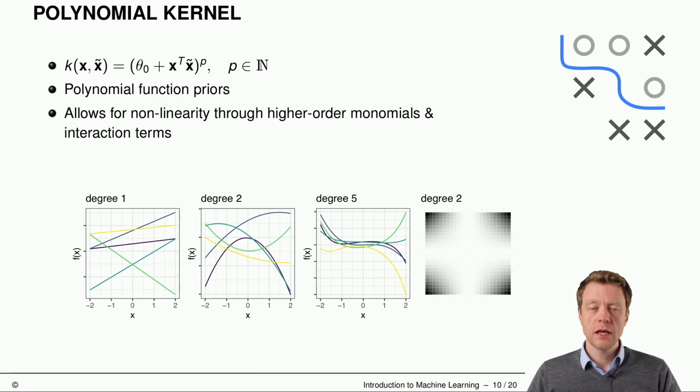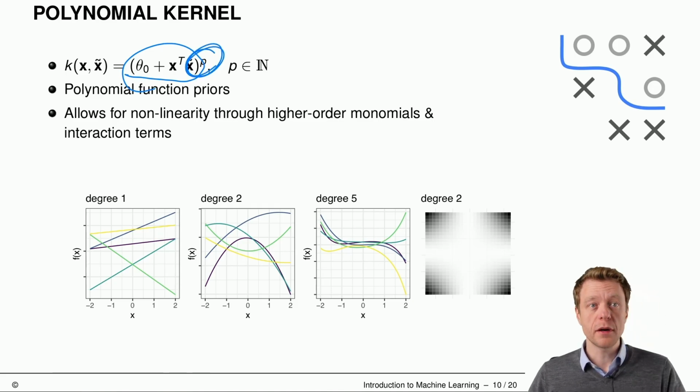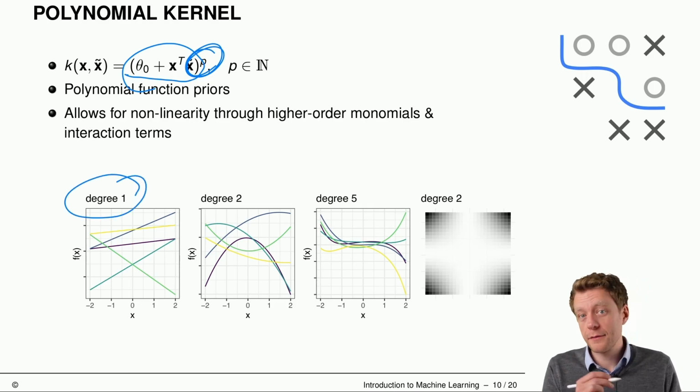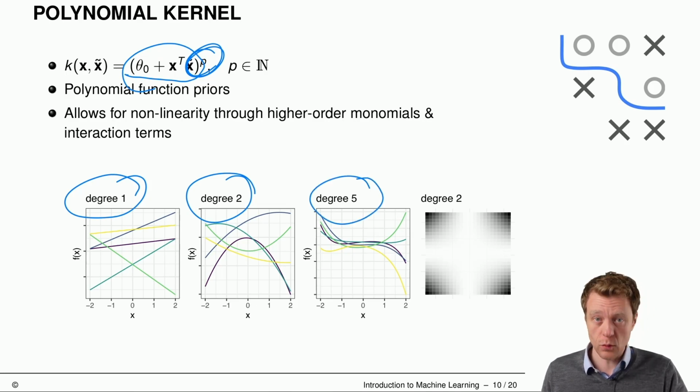Okay, a slight generalization of the linear kernel is the polynomial kernel. So we do the same thing, but well, take it to the power of p. Then we no longer have linear function priors, but polynomial function priors. And this, of course, allows for nonlinearity through the higher order monomials and the interaction terms. And you see here 3 examples. Degree 1 is the linear form from before. Degree 2 are parabolas, and degree 5 are, well, more flexible polynomials.